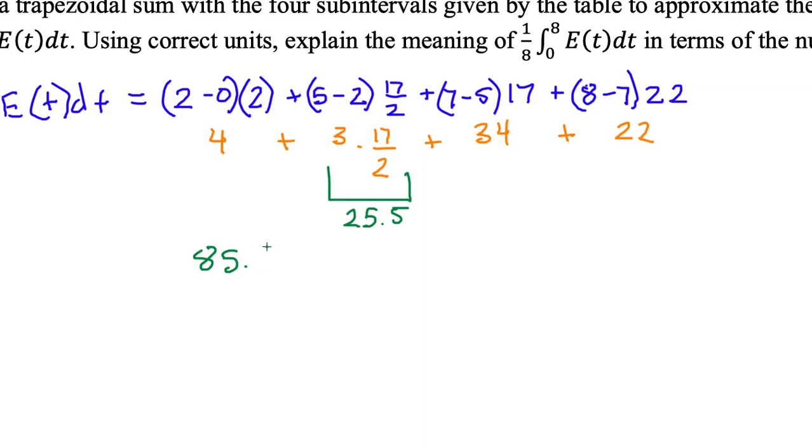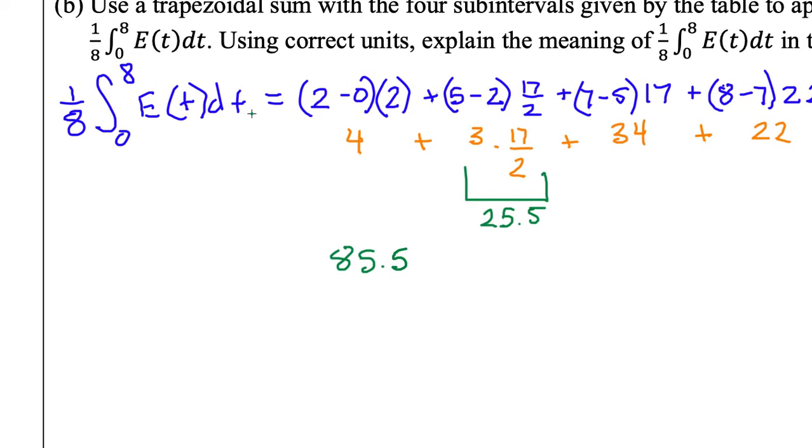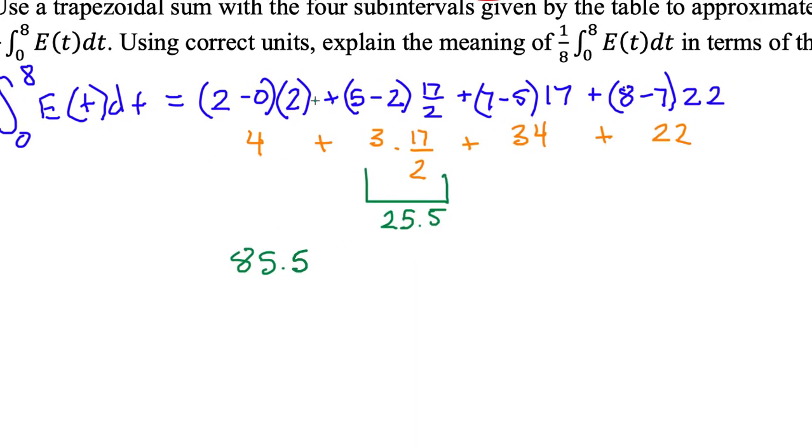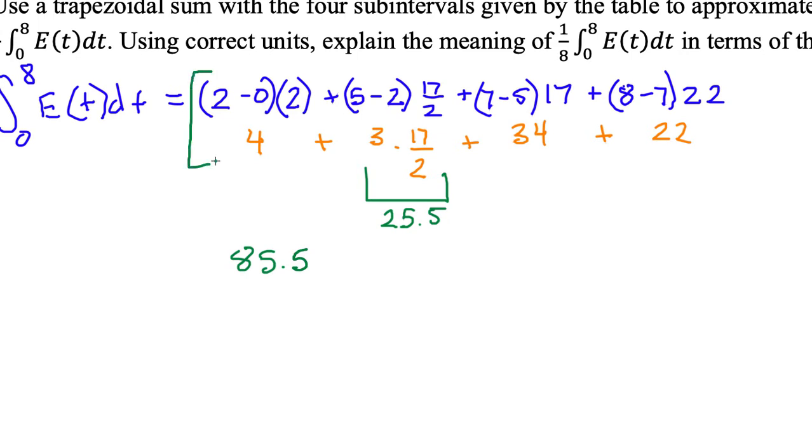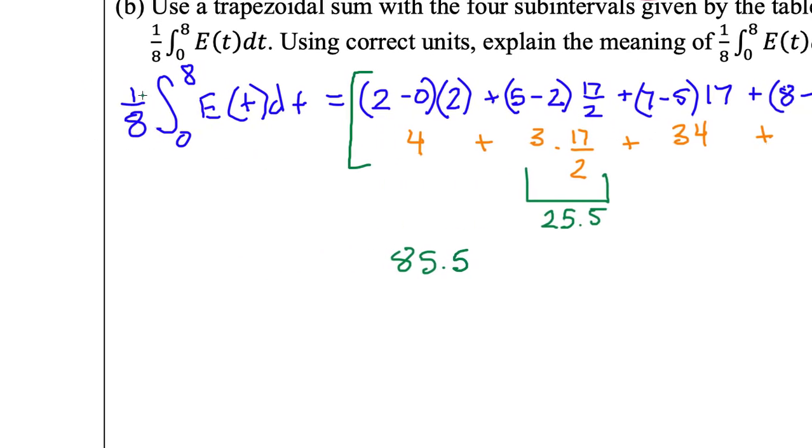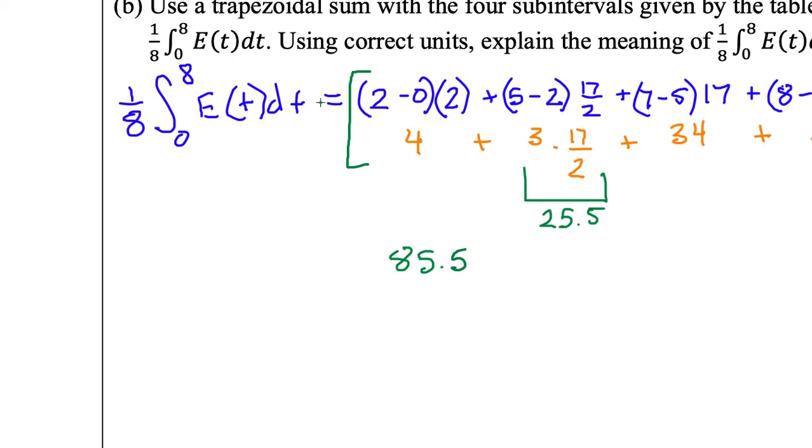85.5 is what I get when I add all that together, and I forgot to multiply by 1/8. So all this stuff times 1/8, because I have to originally do that stuff on the outside as well. Even if you just multiply 85.5 times 1/8, you'll get the answer then. So this is all going to be times 1/8 out front.